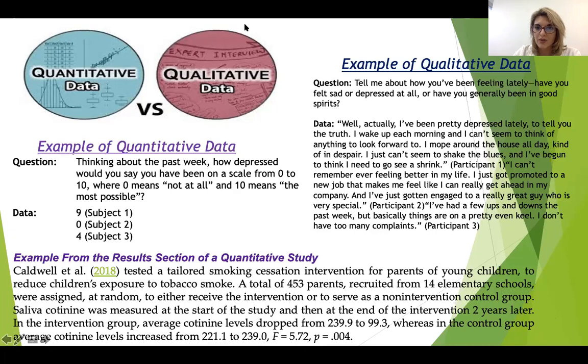Versus qualitative, here we go as an example of qualitative. Question: tell me how you've been feeling lately. Have you felt sad or depressed at all? Have you been generally in good spirits? And then the data is very much based on responses like, no, I've been depressed lately, to tell you the truth, or, I can't ever remember feeling better in my life, different responses in terms of feelings. This is gathering qualitative data.